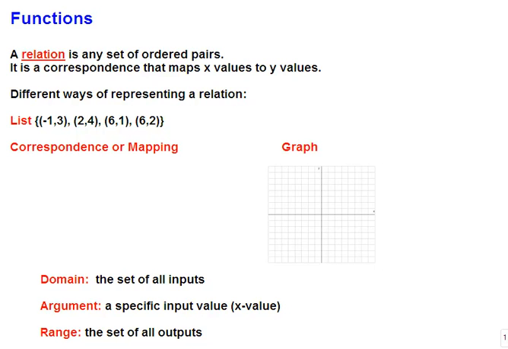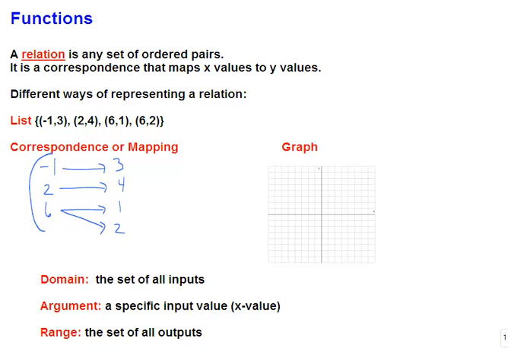The next kind of representation that you might often see for a relation is what's called a correspondence or a mapping. If we use the same set of ordered pairs that are in our list and write that as a correspondence, it's going to look like this. We would take our -1 and draw an arrow to 3, the y value that it gets mapped to. Then we would have 2 get sent to 4, 6 gets sent to 1, and 6 also is getting sent to 2, so I can draw kind of a double arrow coming out from 6.